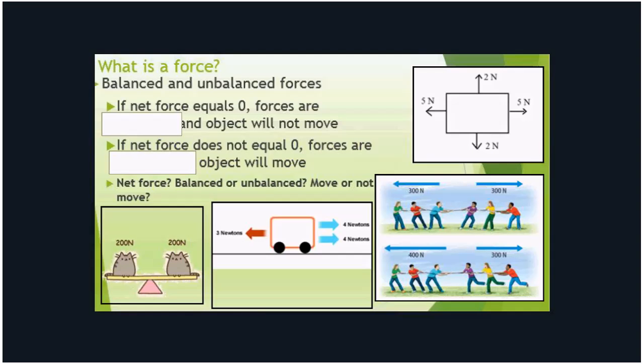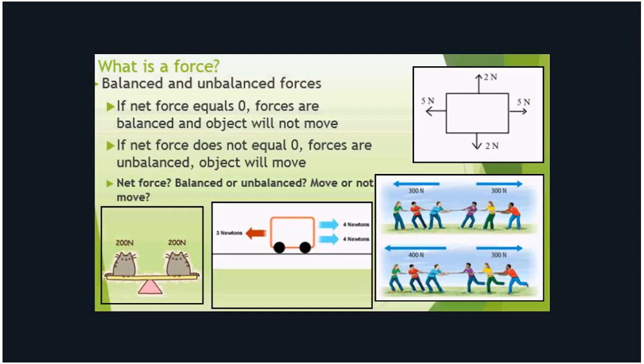When we're looking at net force, we do need to find if the force is balanced or unbalanced. If it's balanced, that means that it will not move. It will stay in the same spot. The net force should be 0. So if the net force equals 0, forces are balanced and the object will not move. If net force does not equal 0, so you get 1 or 5 or 200, any number other than 0, the forces are unbalanced and the object will move.